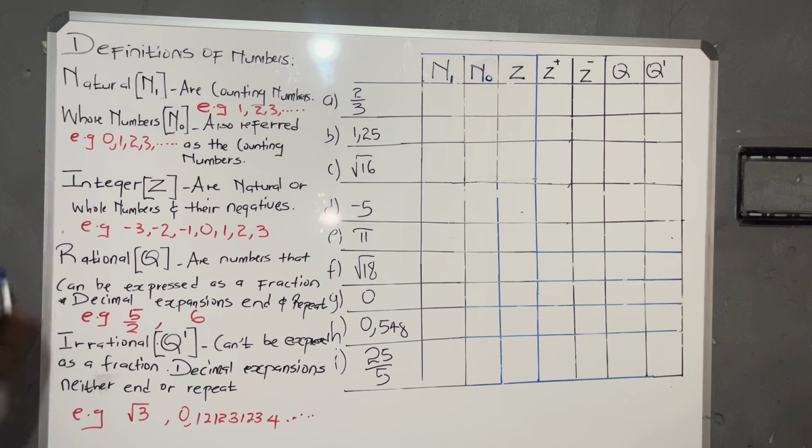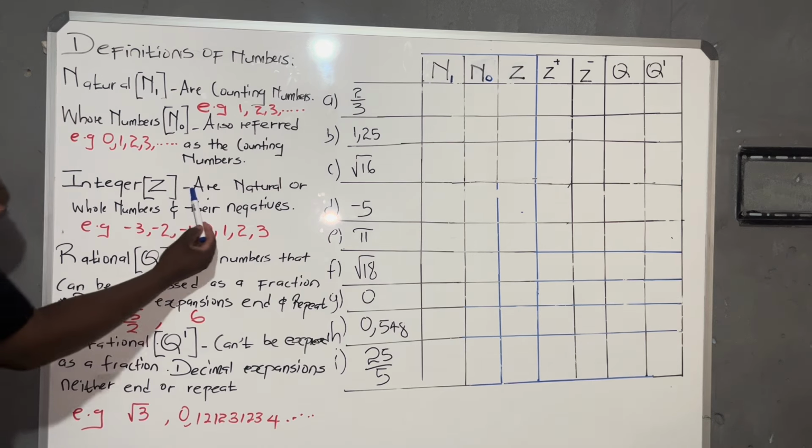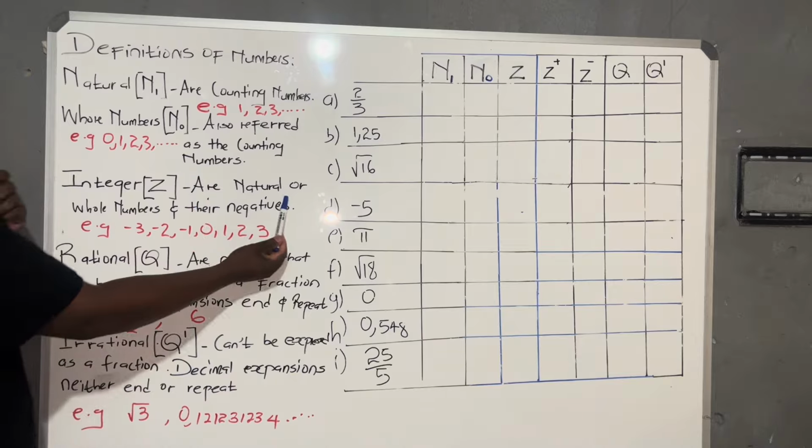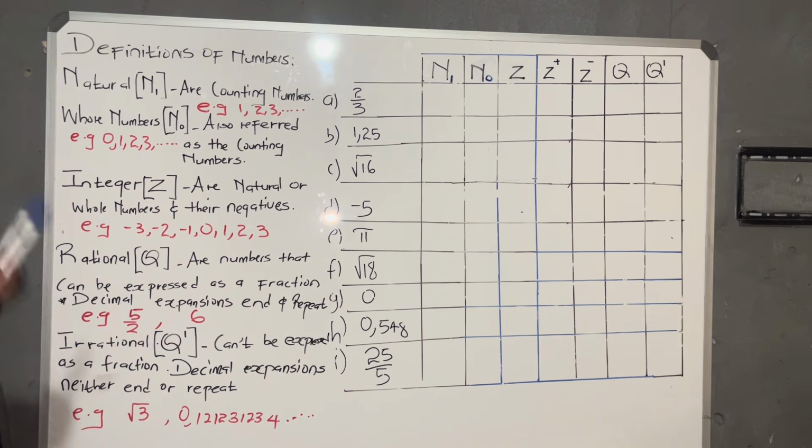All right, integers. What are integers? Integers are natural, actually both natural and whole numbers together with their negative numbers as well.